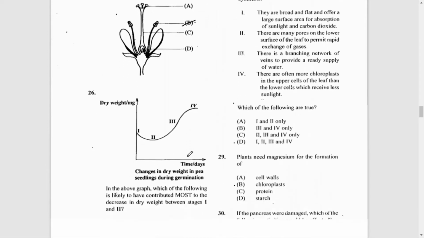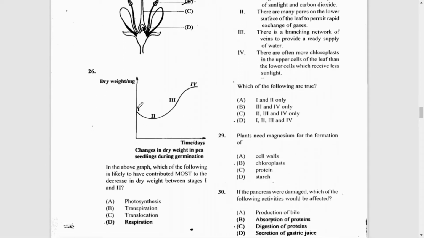Okay, number 26, you have a graph here. You have dry weight in milligrams on the y-axis, time in days on the x-axis, and it shows the changes in dry weight in pea seedlings during germination. In the above graph, which of the following is likely to have contributed most to the decrease in dry weight between stages 1 and 2? So notice you have a decrease in dry weight here, between stages 1 and 2, and we want to know the reason for that.